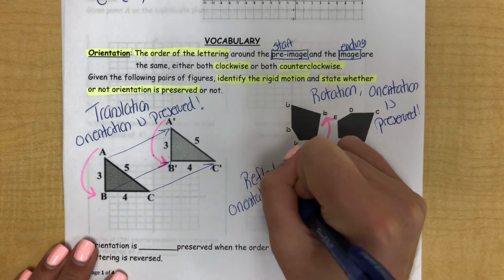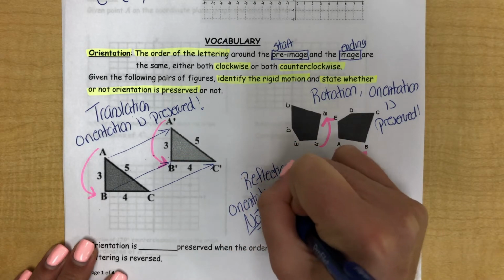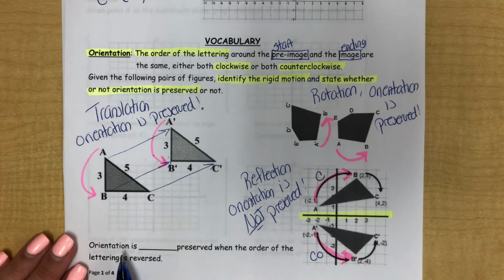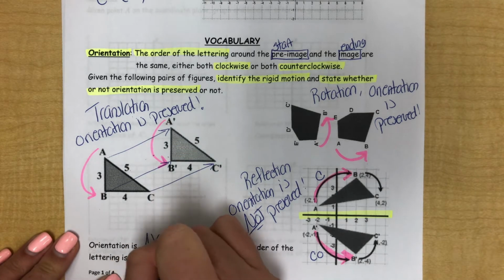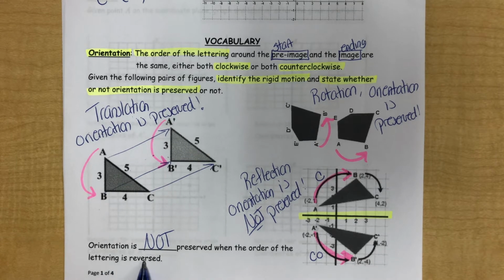Orientation is not preserved. Okay, the order of the letters is different. So when I want to fill in this blank at the bottom, orientation is not preserved when the order of the lettering is reversed. It's different. Okay, let's move on to the next page.